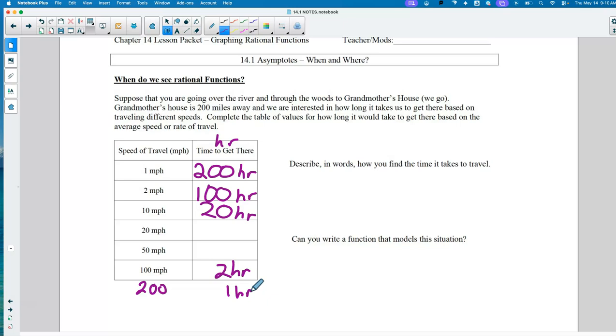Yeah. How are we getting those numbers? Division. Yeah. What are you dividing? The miles by the miles per hour. So our function would actually be this. We could say f of x equals 200 divided by x.